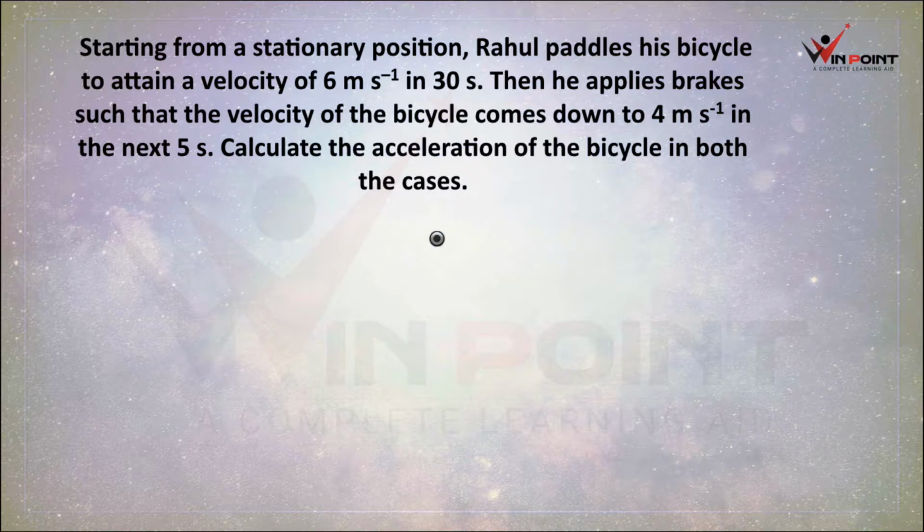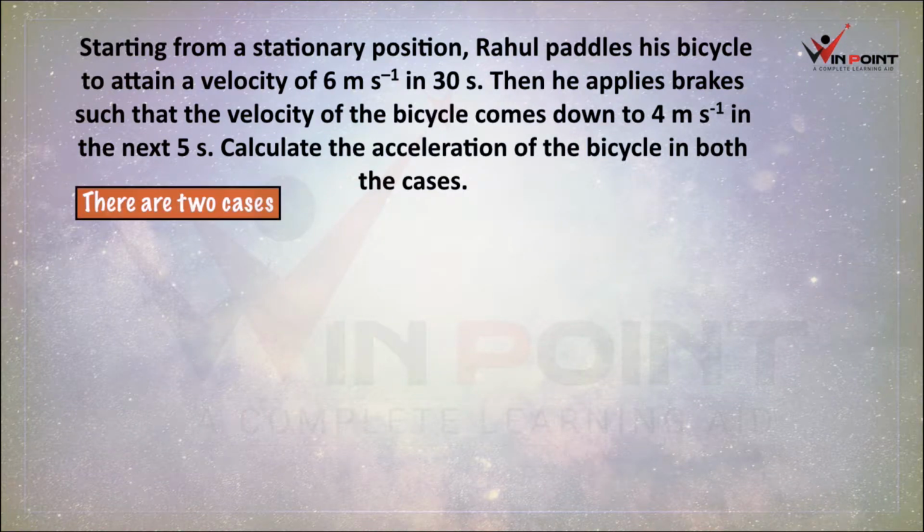There are two cases. First case, Rahul paddles his bicycle to attain a velocity of 6 meters per second in 30 seconds. Initial velocity is 0 here because he is just starting. First we can discuss that. Case 1.